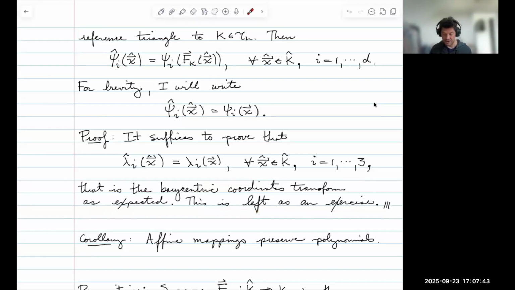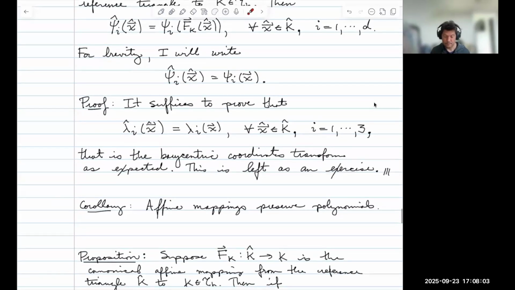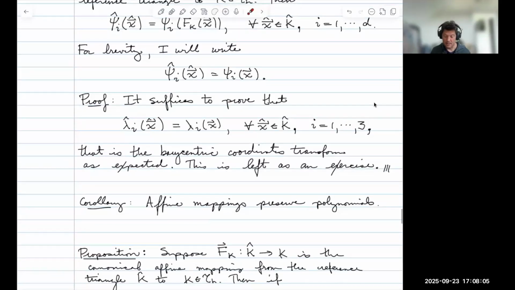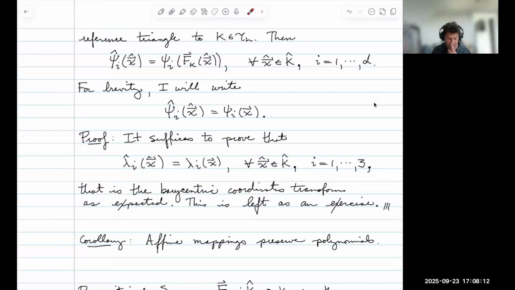So instead of having to show, for example, for polynomials of degree 2, instead of having to show 6 different formulas, I really only have to show the 3 basis functions transform according to the way that you would expect. So I'll leave that to you as an exercise.